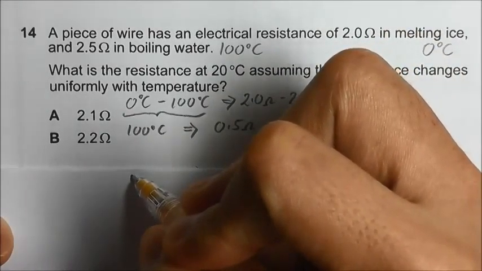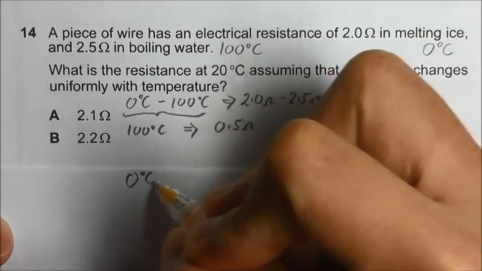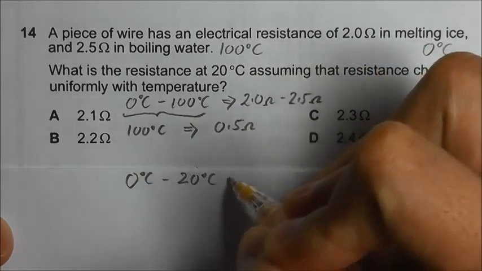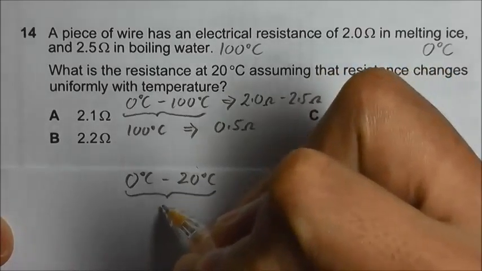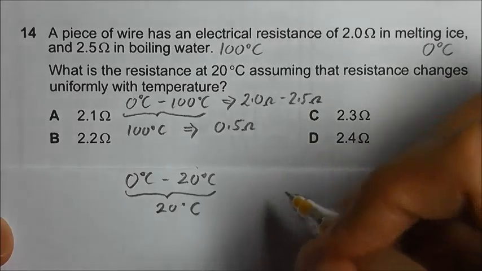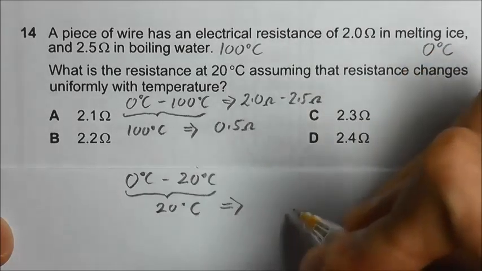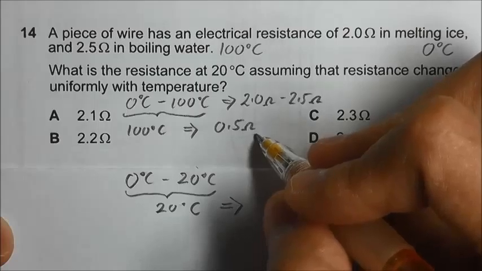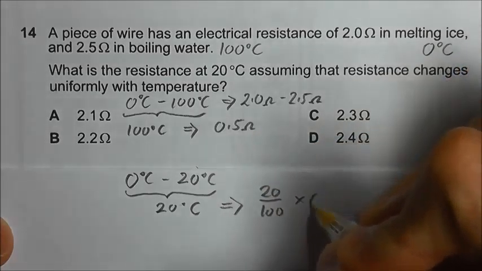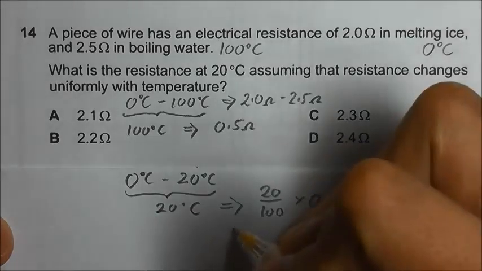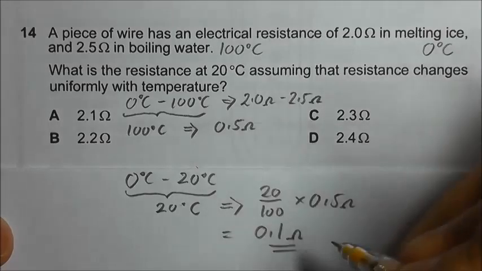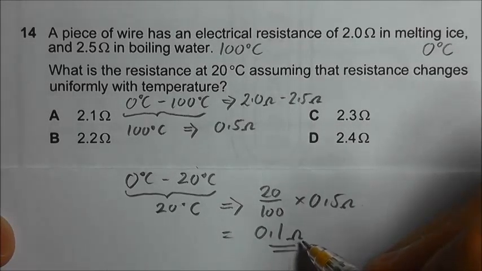So let's say the temperature increases from 0 degrees Celsius to 20 degrees Celsius, there will be a change of 20 degrees Celsius. What is the change that it will cause to the resistance? It will be 20 divided by 100 times 0.5 ohm. We will get 0.1 ohm. So this is the increase in the resistance.